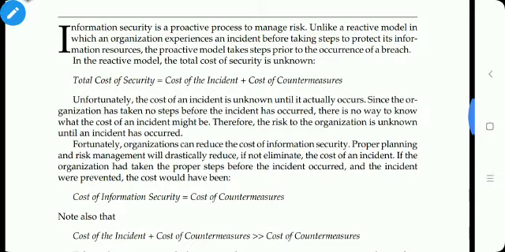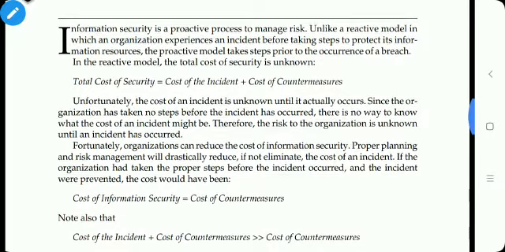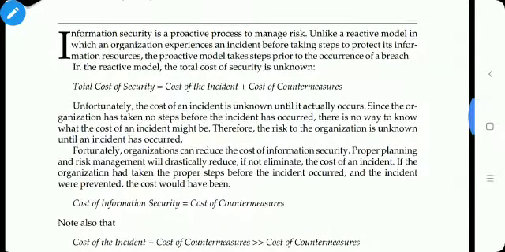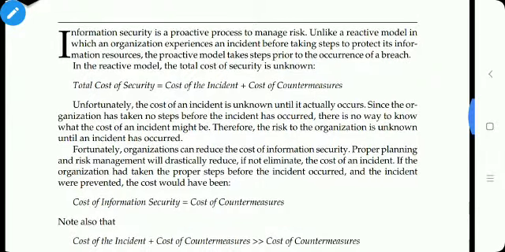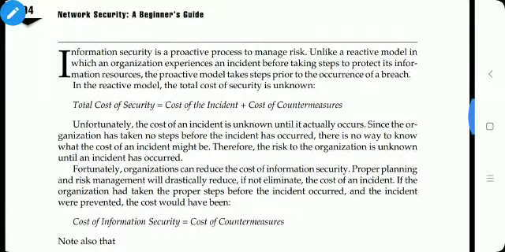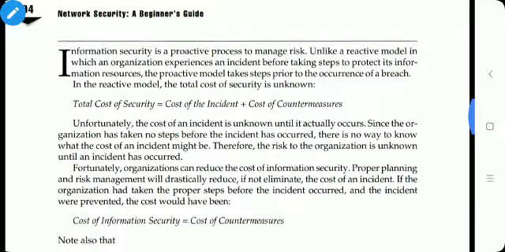In the reactive model, the total cost of security is equal to the cost of the incident plus the cost of countermeasures. But until an incident occurs, we don't know the cost of the incident, and the organization also doesn't take any steps for that incident, so the cost of the incident is unknown. That is why the cost of security is equal to the cost of the countermeasures.